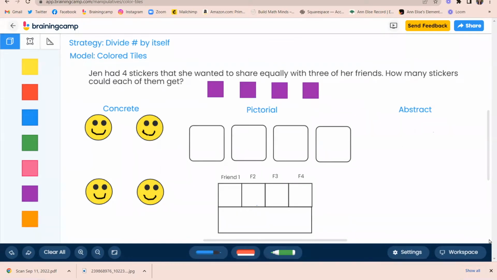So what I'm showing you here is this strategy of dividing a number by itself. I'm using the model of colored tiles. Those are the tools that I'm choosing to use, as well as some pictorial models, and then the abstract would be the numbers as well.